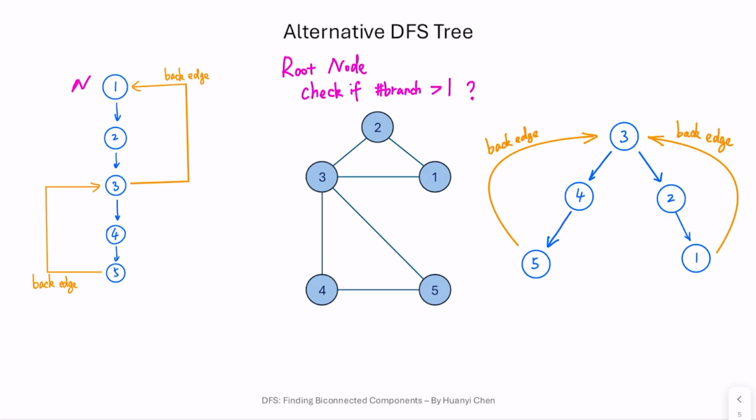However, if we selected node 3 as the starting point, the DFS tree that we will end up with may look like the DFS tree on the right. So in that case, because the number of branches of the root node, which is node 3, is larger than 1, node 3 is an articulation point.